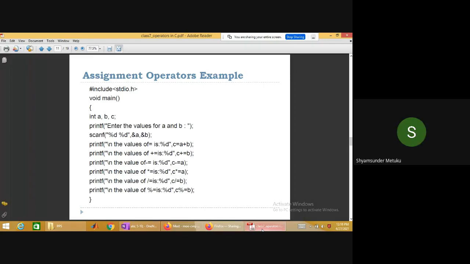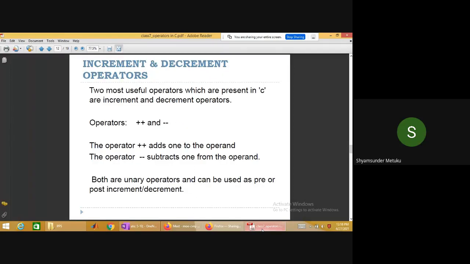Okay, very good. Then let me go to the next group, which is called increment and decrement operators. Similar to the previous one, where instead of using the variable name 2 times, you can use it only one time, as in A is equal to A plus B. The two most useful operators present in C are the increment and decrement operators. They are represented by two plus symbols and two minus symbols. The operator ++ adds 1 to the operand, and the operator -- subtracts 1 from the operand. Both are unary operators.